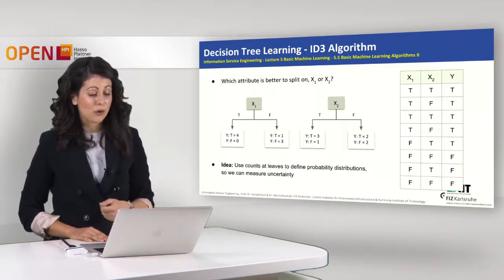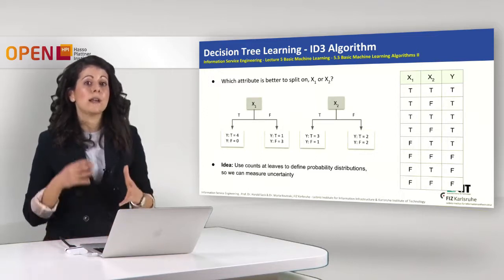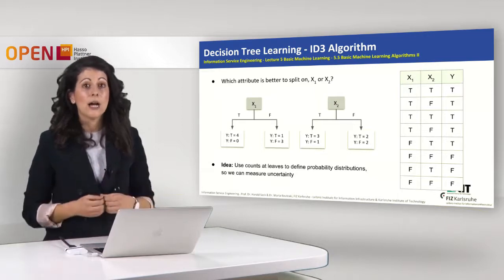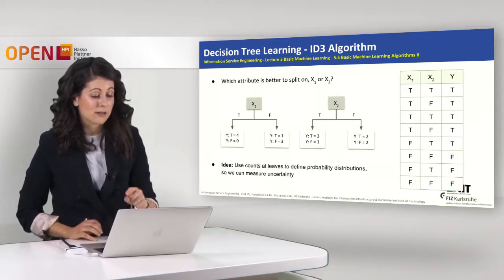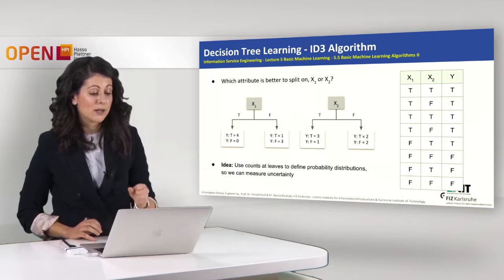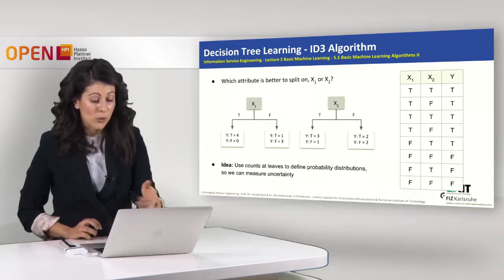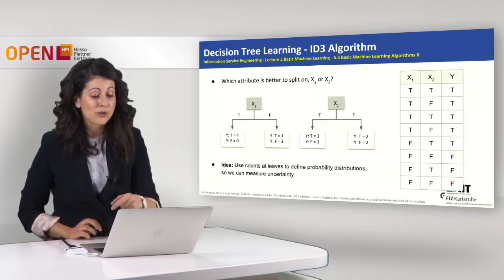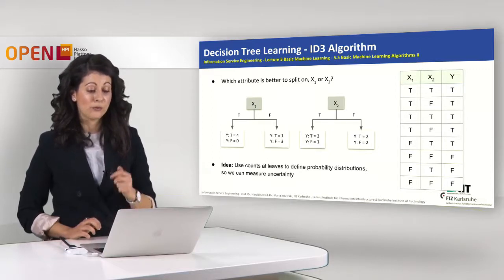And the idea which we follow is that we use the counts at the leaf nodes here to define the probability distributions, so that we can measure the levels of uncertainty that they will give us. You see here that in the branch true of x sub 1, if we follow this branch, then we will have 4 cases where the y gets the value true and 0 cases where it gets the value false. But if we follow, for example, the branch false for x sub 2, we see that the y gets twice the value true and twice again the value false.